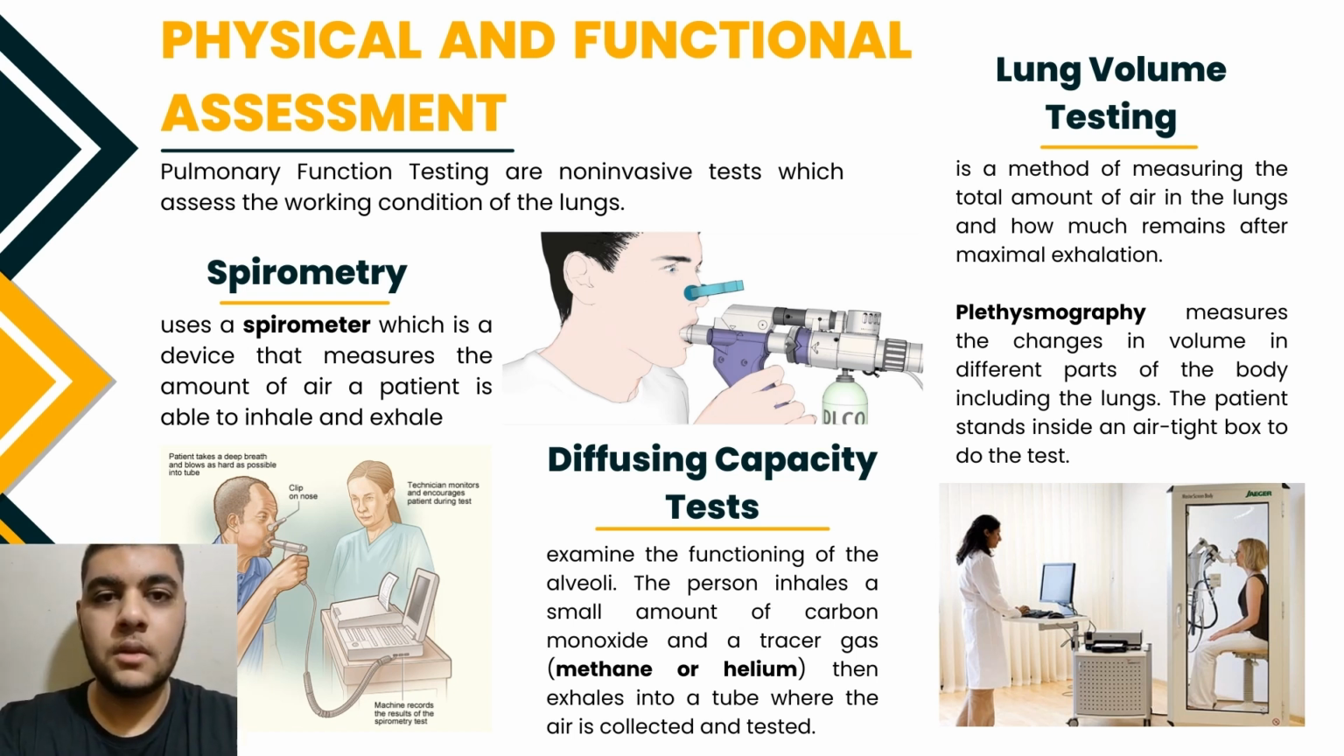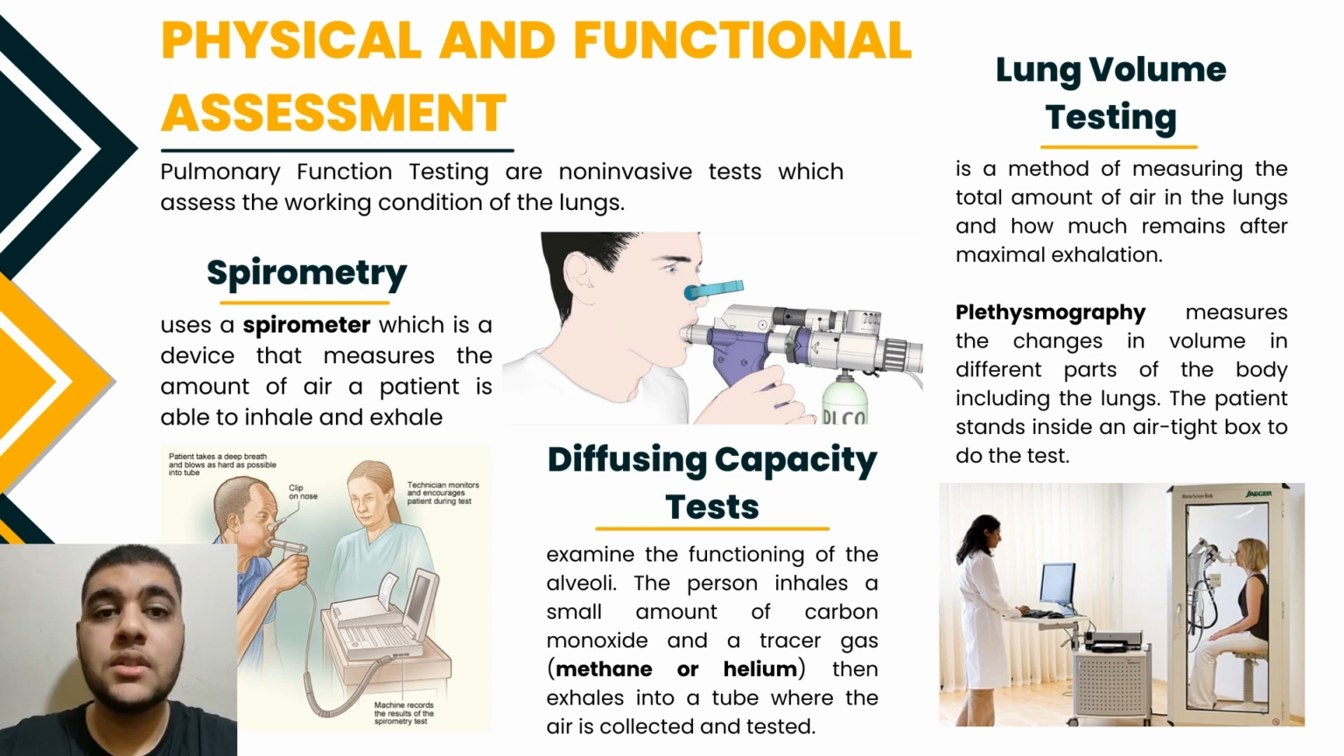The second type is the diffusing capacity test, which examines the functioning of the alveoli. The person inhales a small amount of carbon monoxide and a tracer gas, which can be methane or helium, then exhales into a tube, as we can see in the picture, where the air is collected and tested. The last type is lung volume testing, which is a method of measuring the total amount of air in the lungs and how much remains after maximal exhalation.